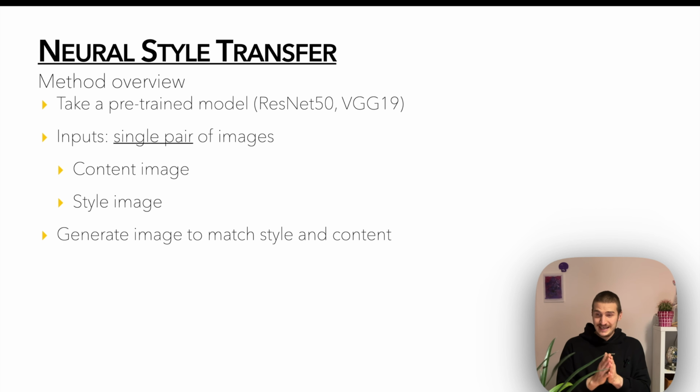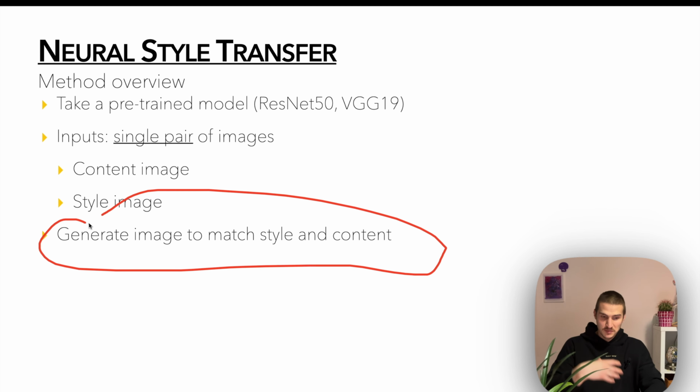So this is the key difference to other methods and tasks in computer vision in general. We don't need a data set. We don't need to label anything. We don't need to train a model. We just take one pre-trained model and a single pair of images. And then we combine them to get a new image. That's it. And the goal here is to generate a new image to match the style of one picture and the content of another.